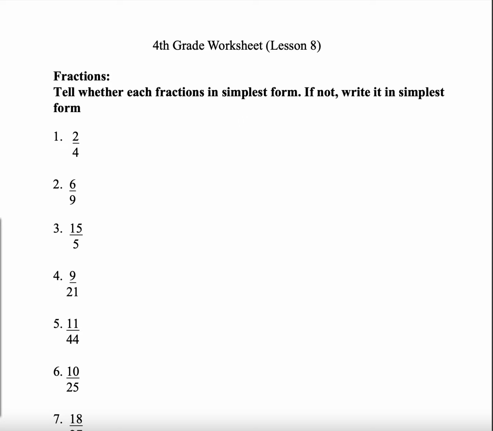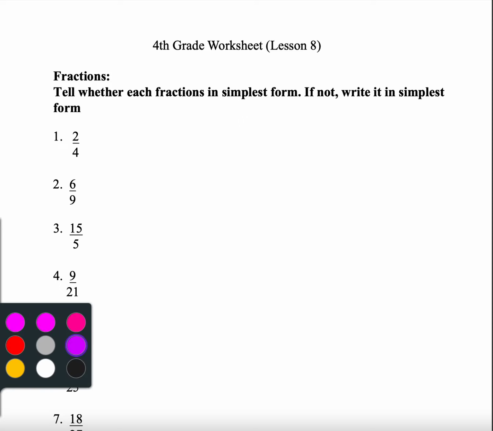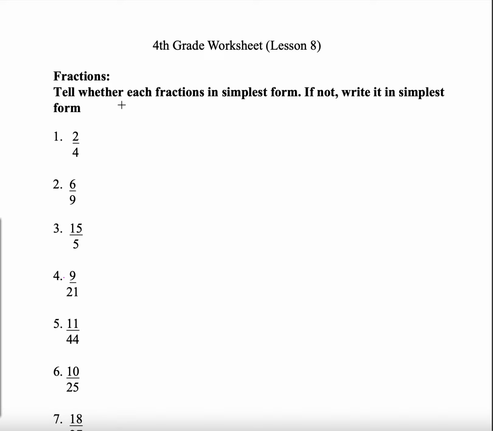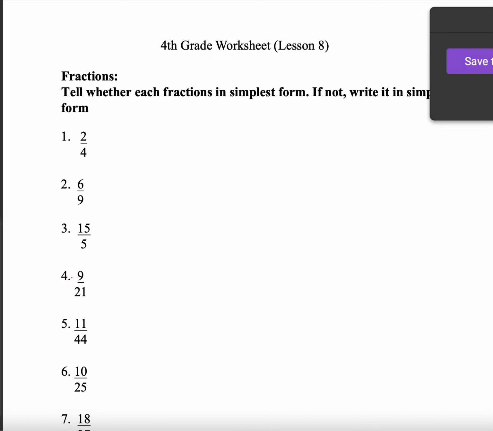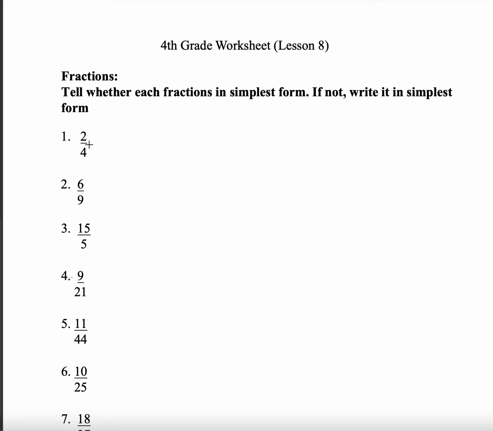So first we have number 1. We're finding out whether it's in simplest form or not. So 2/4. We know that 2 can be divided by 2 and 4 can be divided by 2 also. So 2 divided by 2 is 1 and 4 divided by 2 is 2. So now we know that this can't be divided more to be changed.